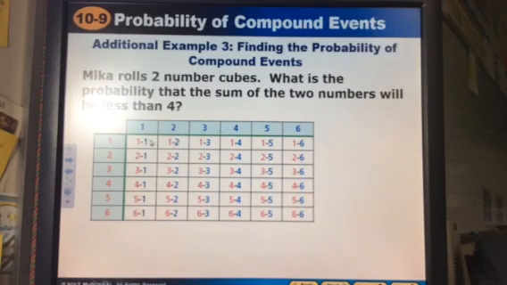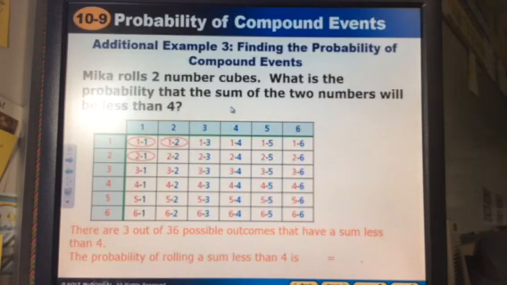The sums that add up to something less than 4 would be these 3 right here. This adds up to 2, 3, and 3. All the rest of them add up to something greater than 3, which means they would not be less than 4. So when we look at this, we can see that there's 36 outcomes, and so that would be 3 out of 36, which would be 1/12.